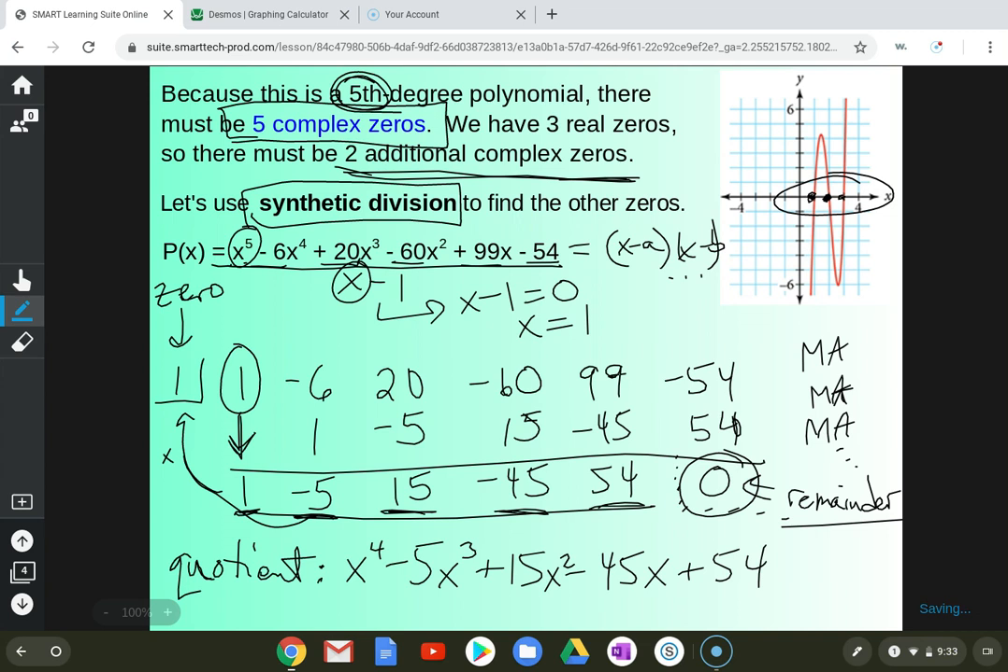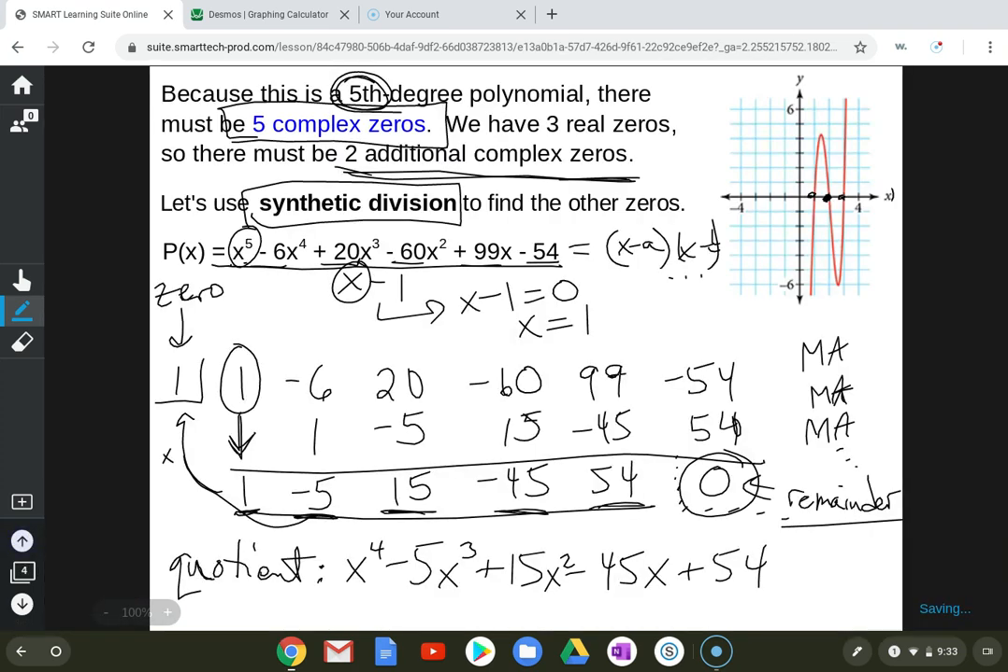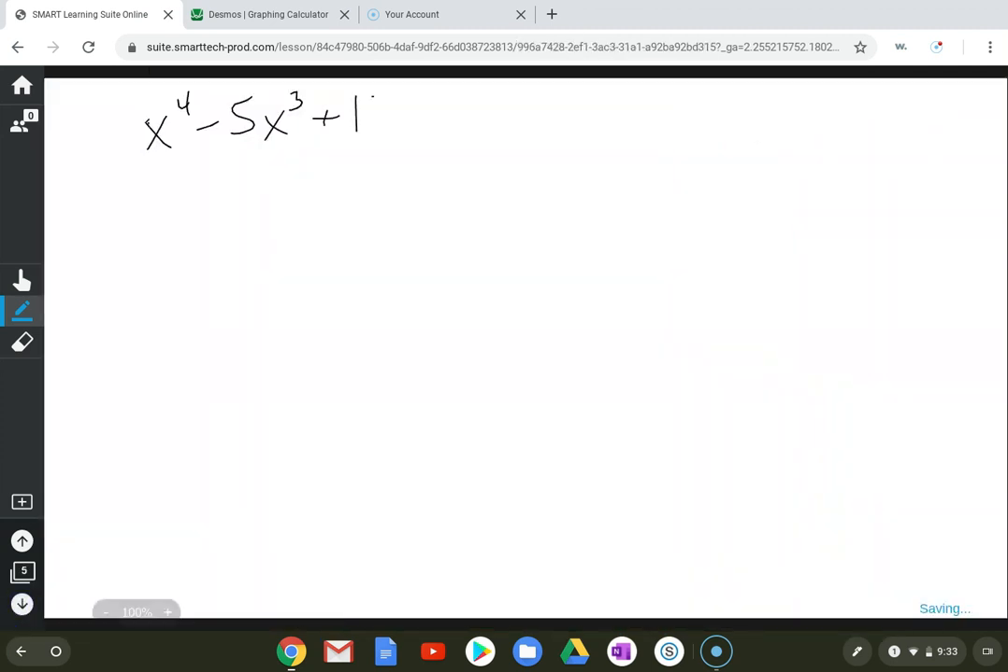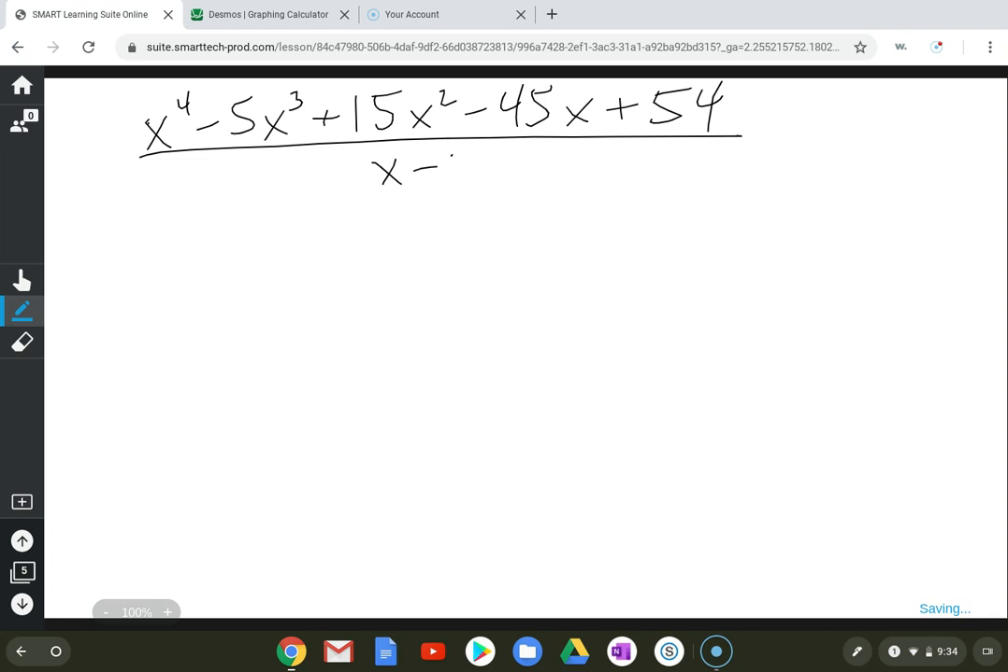So I'm going to rewrite x to the fourth minus 5x cubed. Forgive me if I go back and forth a little bit. So I have x to the fourth minus 5x cubed plus 15x squared minus 45x plus 54. All right, so this is our quotient from the previous page. I'm going to divide this by the factor x minus 2.